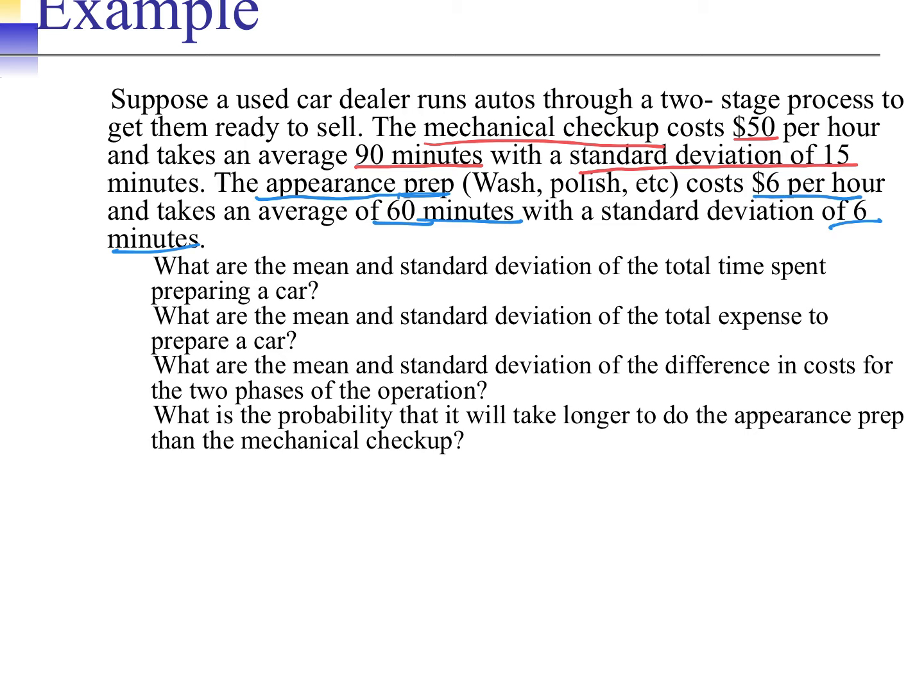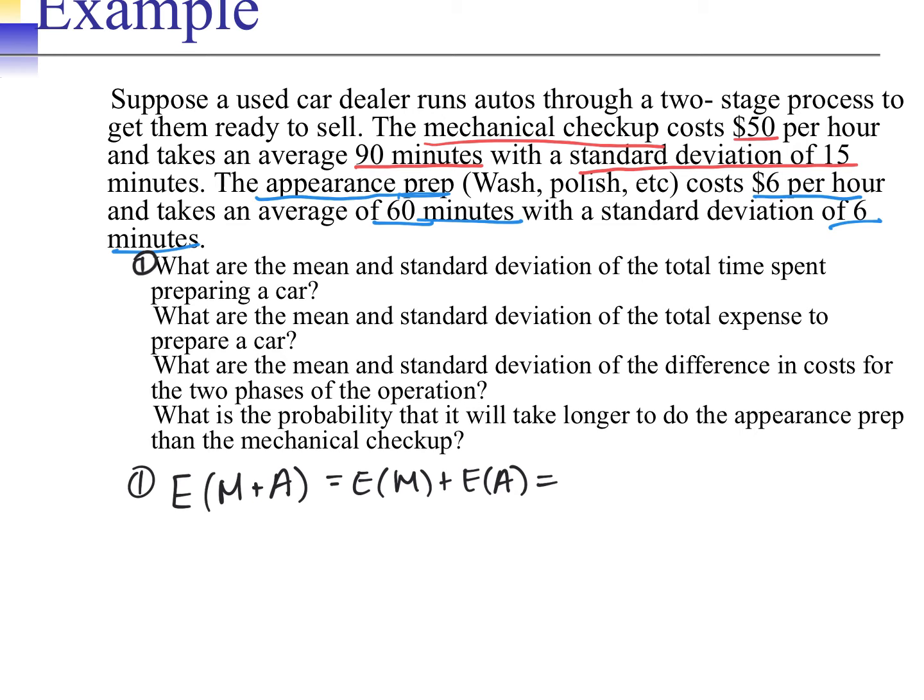Okay. What are the mean and the standard deviation of the total time spent preparing the car? Well, the total time spent preparing the car would be the mechanical checkup plus the appearance prep, right? They got to make it look pretty before they put it out on the lot. So, for number 1, the expected value, we're going to let M be the mechanical checkup. Does that make sense? Letter-wise. Plus A be the appearance prep. Okay? So the expected value of the mechanical checkup plus the appearance prep is equal to just adding those means together.